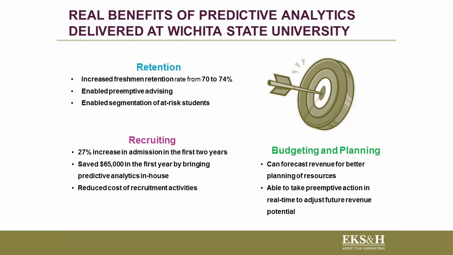On the retention side, we saw an increase from 70 to 74% in our retention rate right after we began to do the analytics, because we were able to engage students who were at risk to encourage them to fix the problems that they had so they could continue forward. And of course, that preemptive advising becomes very important because it can get to a student before they actually have more harm happen to them.